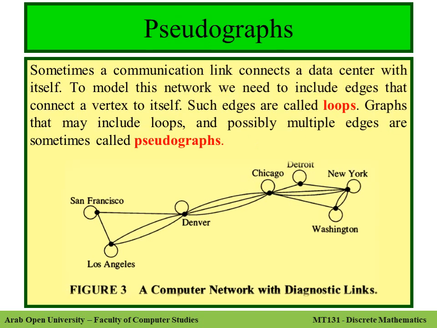The next type of graph is called a pseudograph, and here loops are allowed. So multiple edges are allowed and loops are allowed. This is the loop in this network. It's a link that connects a data center with itself. It is used for diagnostic purposes. A graph where loops are allowed and multiple edges are allowed is called a pseudograph. And this is now a computer network with diagnostic links.